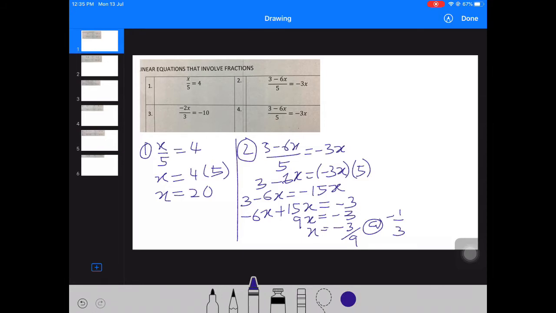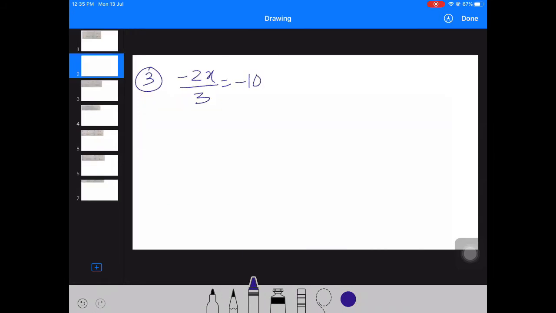Number 3. Okay, so this is easy. So x equals negative 10. So negative 2 over 3, you just bring everything to the right and reciprocate the fraction. So we multiply negative 3 over 2. So simplify that, you get negative 5. So x equals negative 5 multiply negative 3 is positive 15. That's for number 3.